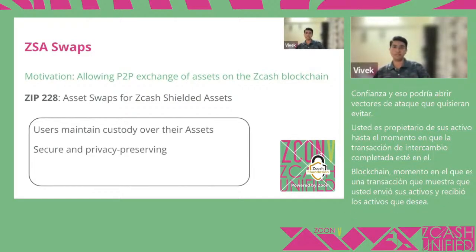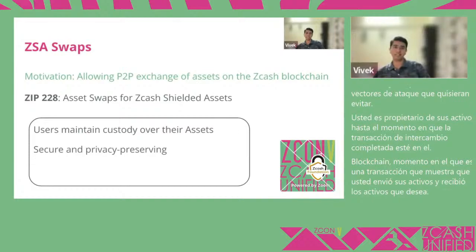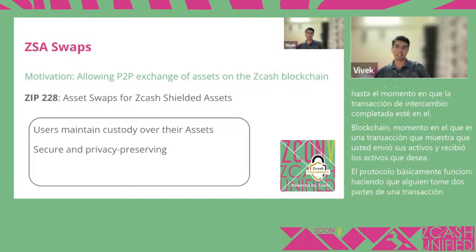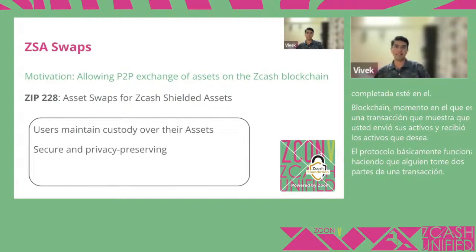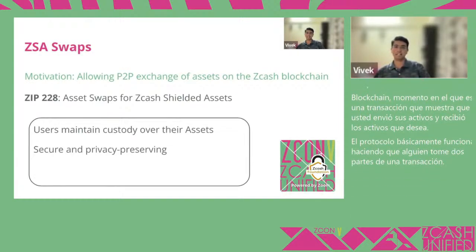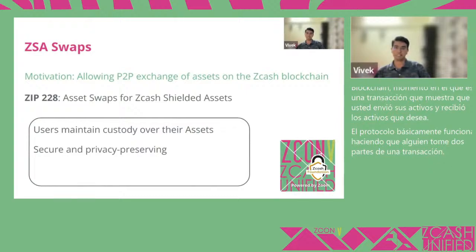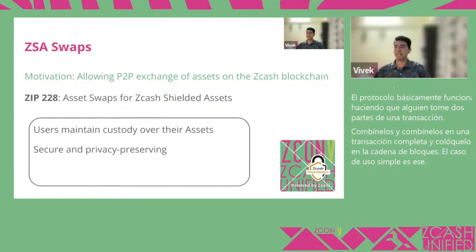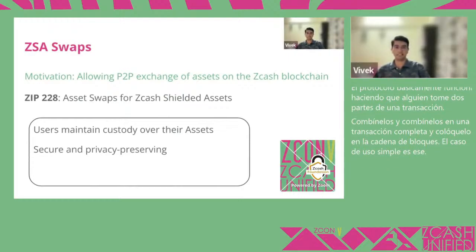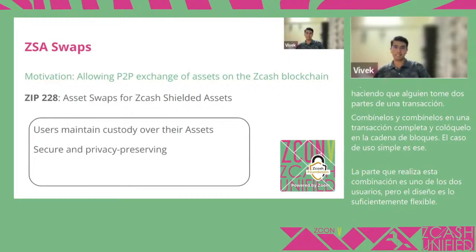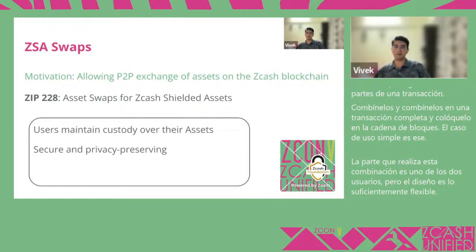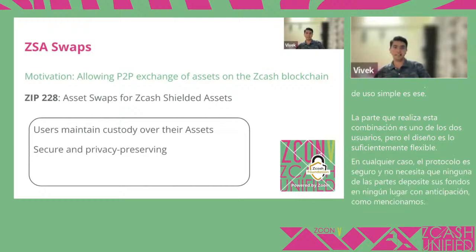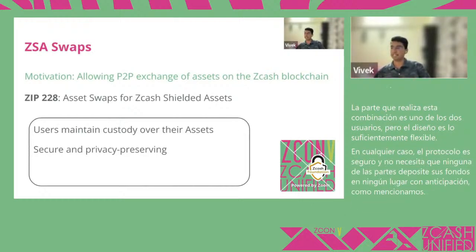The protocol basically works by having someone take two pieces of a transaction that match and combine them together into a complete transaction and put that on the blockchain. The simple use case is that the party doing this matching is one of the two users itself. But our design is flexible enough to also allow it to be done by some third party or third party service. In either case, the protocol is secure and does not need any party to deposit their funds anywhere ahead of time, like we mentioned. The party that does the matching will know the values of the assets being swapped.